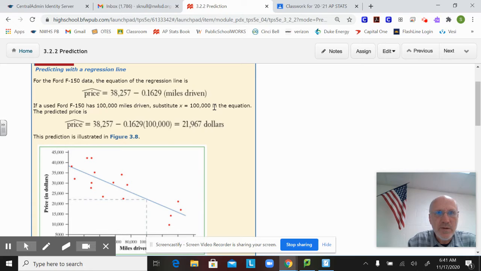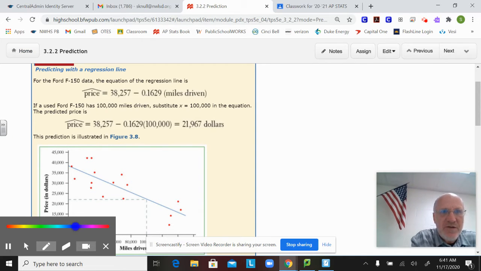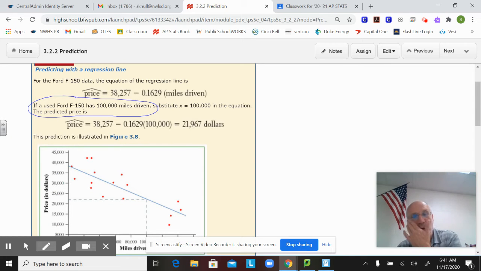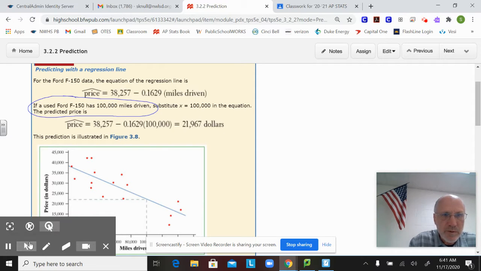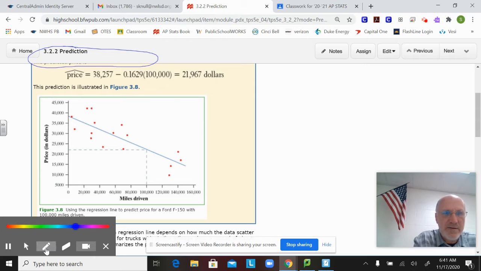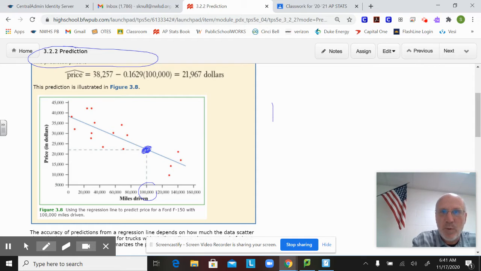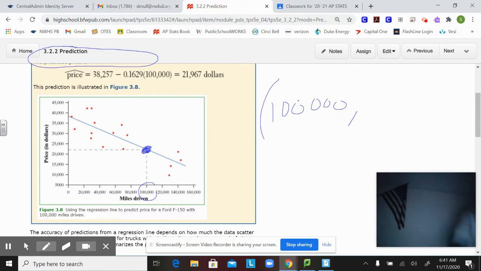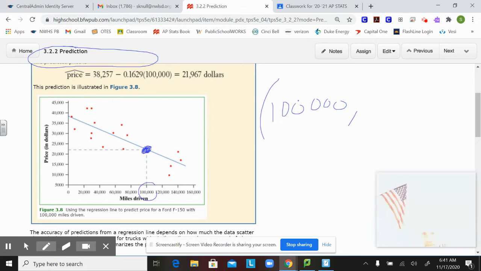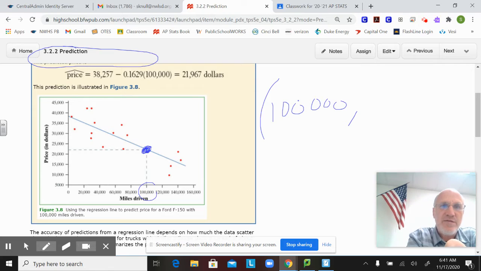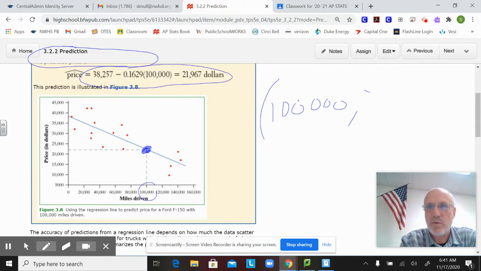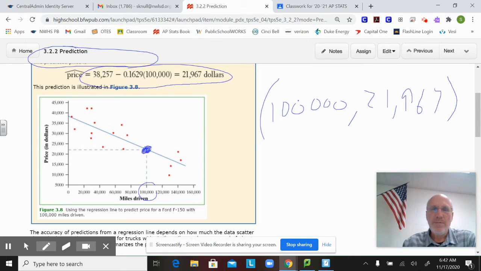And now we're going to predict. This one says, if a used Ford 150 has 100,000 miles on it, what do we predict the price to be? We can just evaluate that line at that value of x. You'll notice that there's 100,000. So that point right there on the predicted line is the point 100,000, comma, and then you do the math. 38,257 minus 0.1629 times 100,000 turned out to be 21,967, which is right about there.